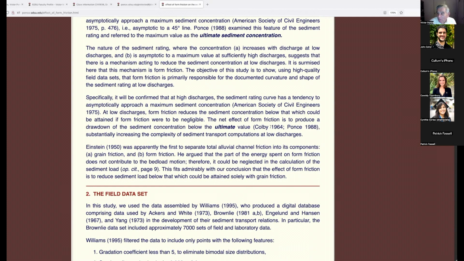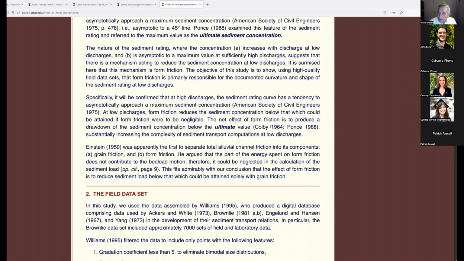Now we go back to the big guy, Einstein. Einstein, 1950, that is the classical paper by Einstein. Hans Einstein, the son of Albert. Apparently the first to separate total alluvial channel friction into its components, grain friction and form friction. He argued that the part of the energy spent on form friction does not contribute to the bedload motion.